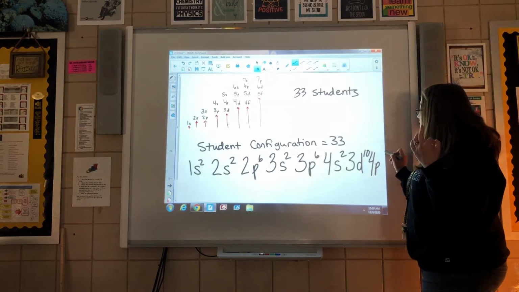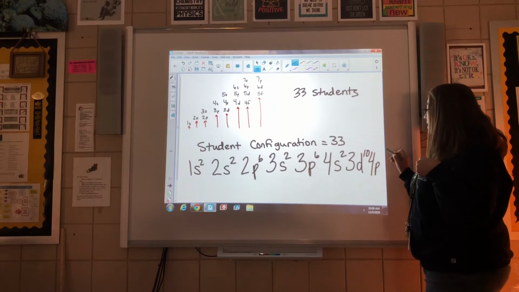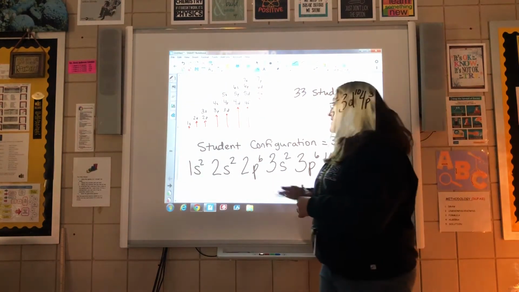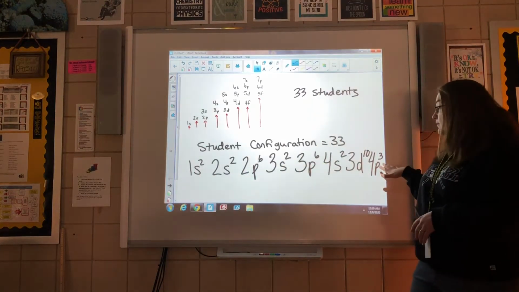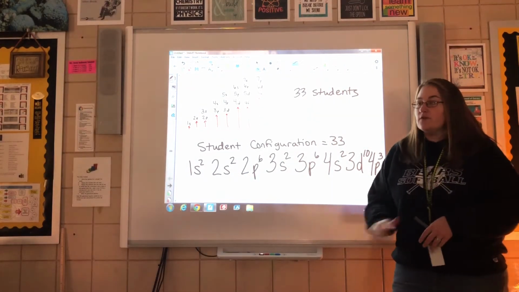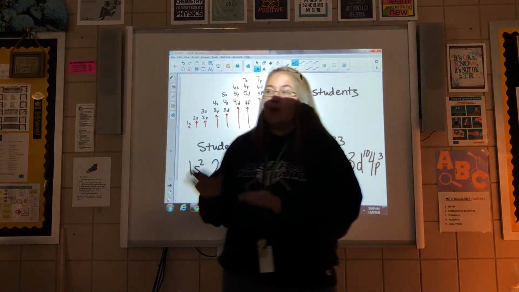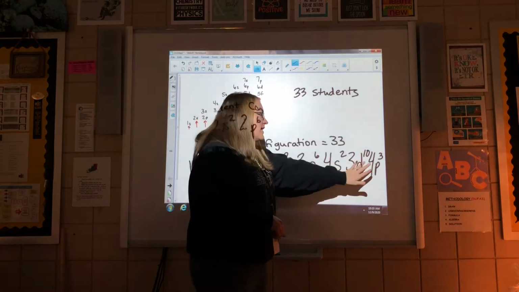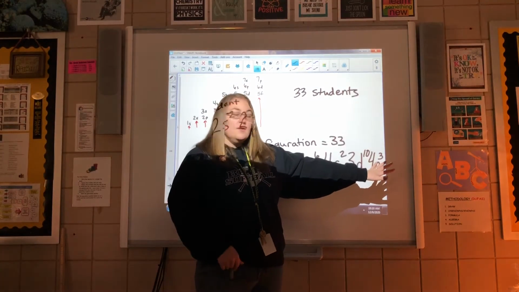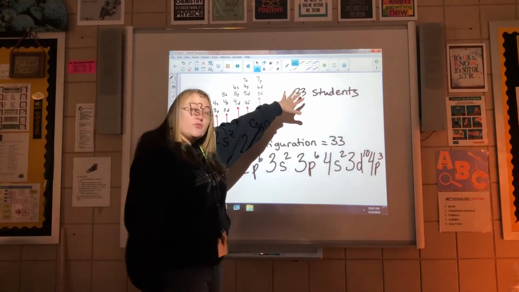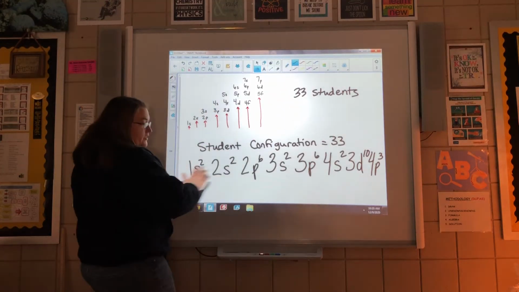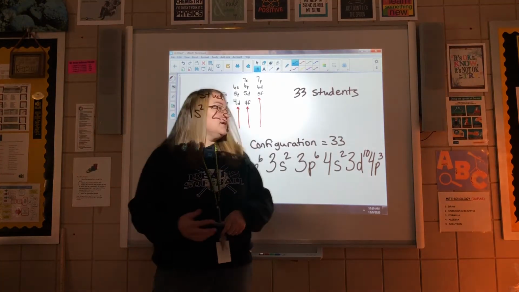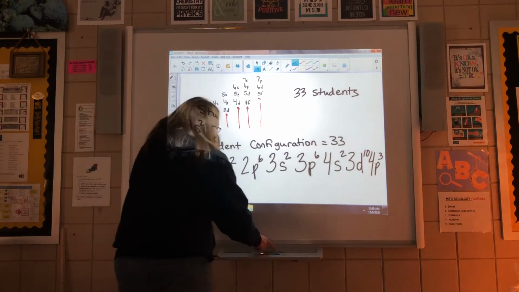Okay, so I need 3 more, so I'm just going to put a 3 there because I need it to equal 33. So I can see now that I'm in the 4th floor party room. All my bottom bunks are filled because remember Miss Hunn's rule, you got to fill the bottom bunks before you can fill the top. So I know where I'm at. I know that I have 3 top bunks left in the party room. But for 33, this is my student configuration while I have 33 students. Okay? All right, so I'm gonna save that.